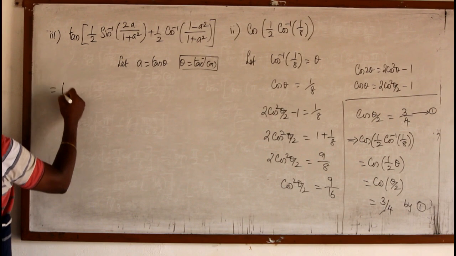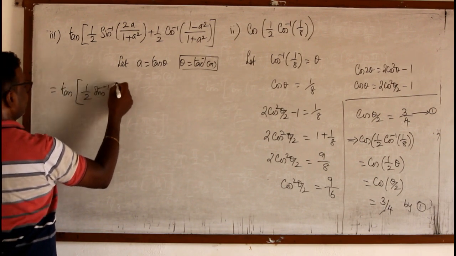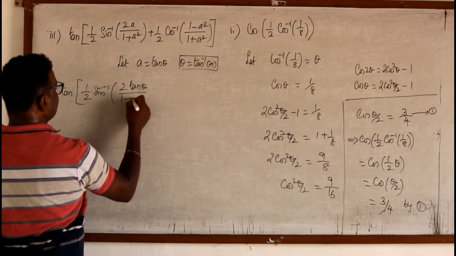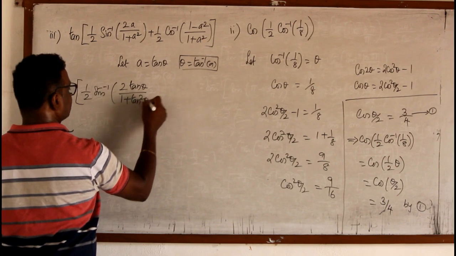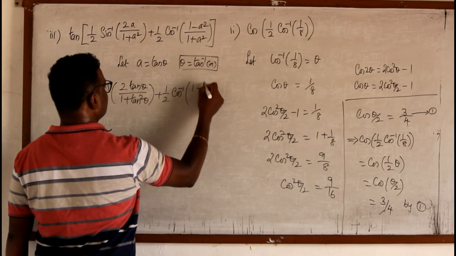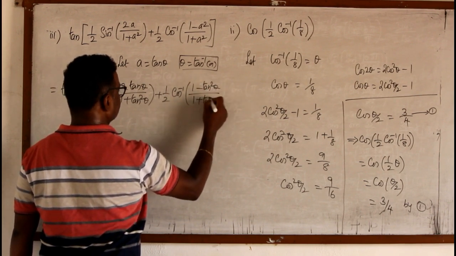Now, the question becomes tan of 1 by 2 sin inverse of, wherever a comes, 2 tan theta by 1 plus tan square theta, plus 1 by 2 cos inverse of 1 minus tan square theta by 1 plus tan square theta.